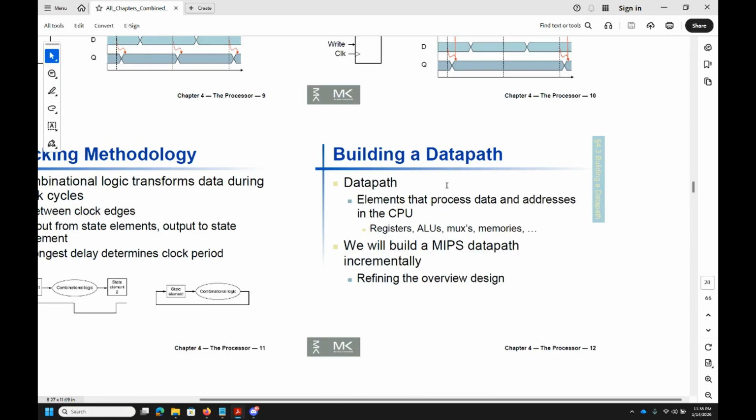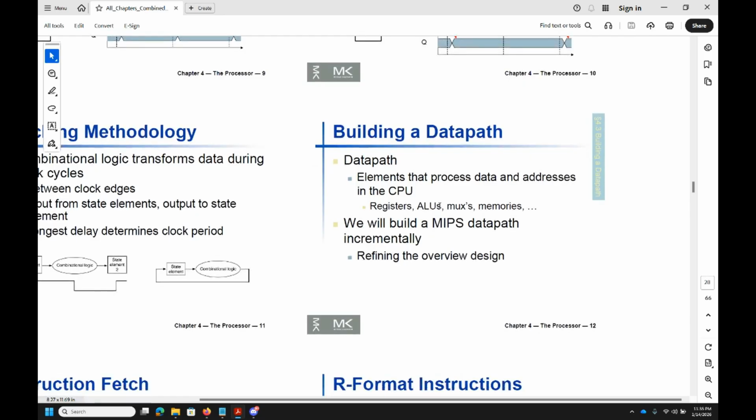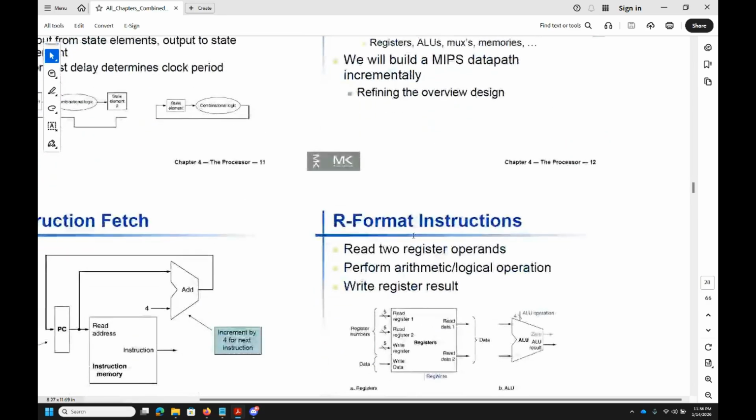So for a processor, the first thing you have to build is a data path. A data path is elements that process the data or addresses. Addresses are locations where memory is stored, as you know. If you studied pointers, C pointers and all, you have to pull the data from an address. So you might have to do arithmetic operations on pointers to figure out where data is. The elements that process this data and addresses in the CPU are the elements that build up the data path.